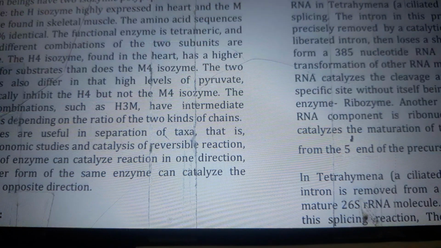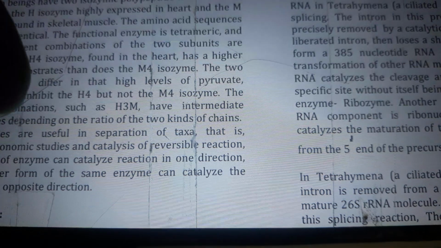Human beings have two isozymic polypeptide chains for this enzyme: the H isozyme, highly expressed in heart, and the M isozyme, found in skeletal muscle. The amino acid sequences are 75% identical. The functional enzyme is tetrameric, and many different combinations of subunits are possible.